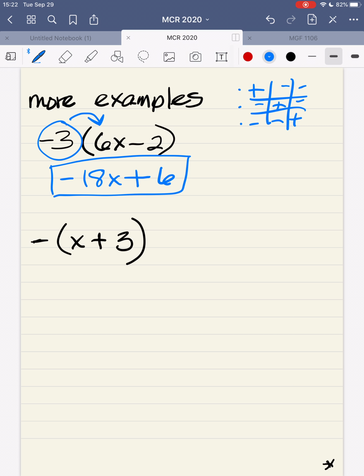Last example here, remember that minus sign is like a negative 1. This just changes the sign of everything that's inside the parentheses. So it's just negative x minus 3. The big thing is because it changes the sign, the ones that get forgotten, the first one usually happens, and anything after that, if it's more than one thing, generally gets forgotten.